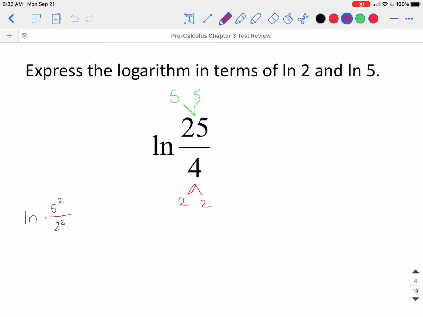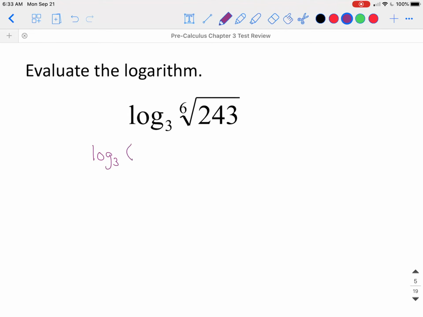Evaluate the logarithm. To do this, the first thing we're going to do is instead of writing this as a root, we're going to write it as an exponent. So the 6th root is the same thing as writing this to the 1/6 power. Now this is a base of 3, so we want to get this in terms of 3 as well. So we can see that 243 is actually 3 to the 5th power.